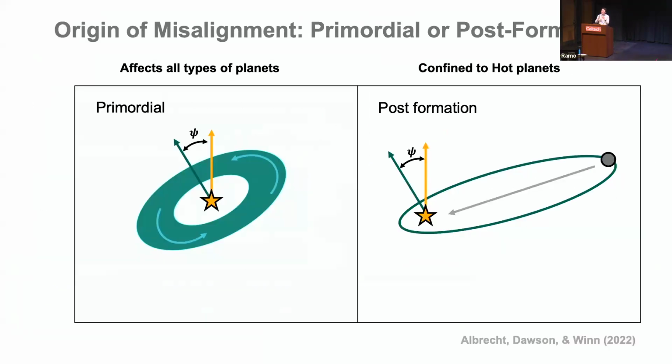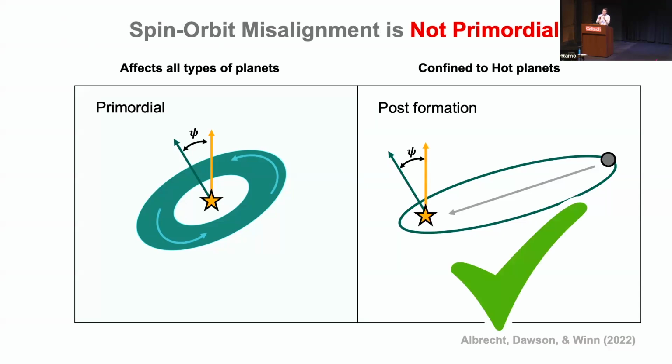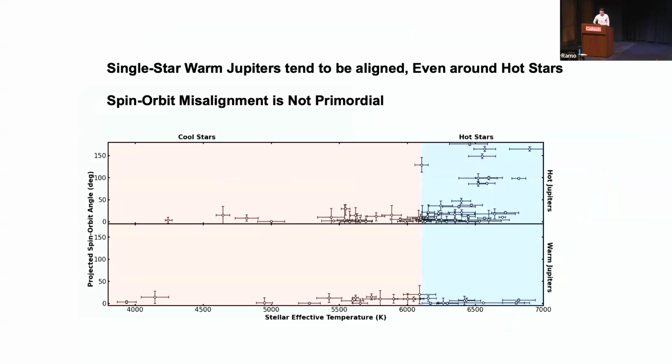Let's go back to the question we want to answer through the SOLES project. Is the misalignment primordial, or does it result from post-formation processes, specifically high-eccentricity migration? Through SOLES, we now have observational evidence from warm Jupiters: the alignment tendency for single-star warm Jupiter systems. This indicates that spin-orbit misalignment currently can only apply to hot Jupiter systems, and we don't see that relation in warm Jupiter systems. Okay, I can stop here, and I would like to take any questions.